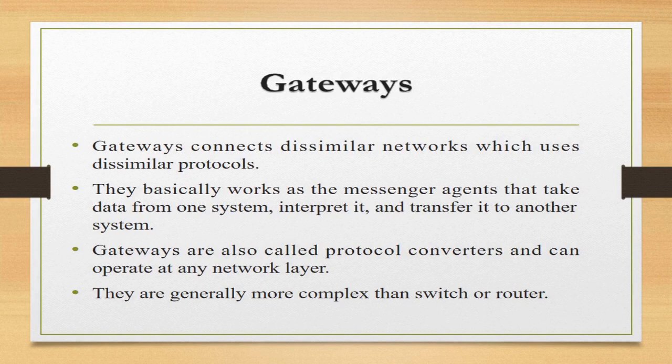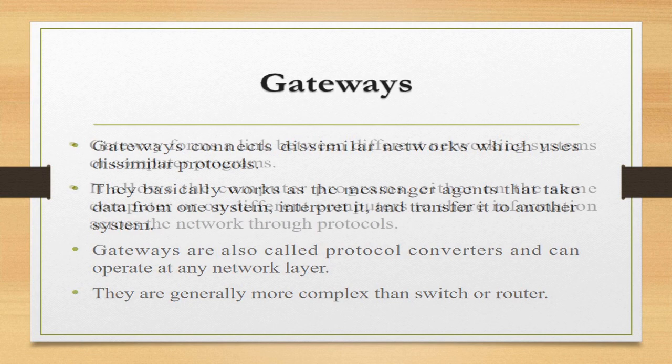The final network device we are going to discuss is the gateway. Gateways connect dissimilar networks which use dissimilar protocols. They basically work as messenger agents that take data from one system, interpret it and transfer it to another system. Gateways are also called protocol converters and can operate at any network layer. They are generally more complex than a switch or router.